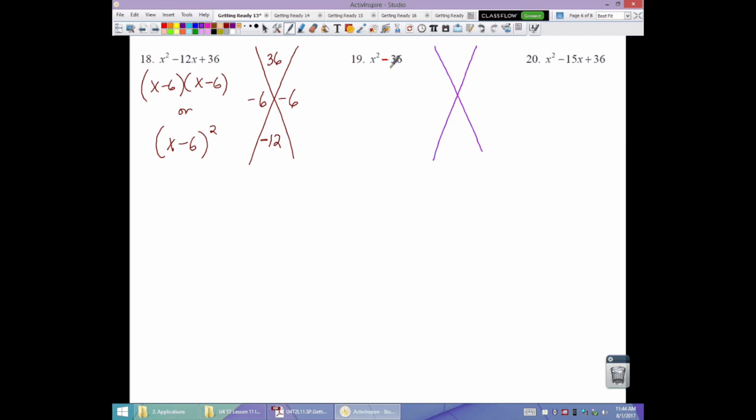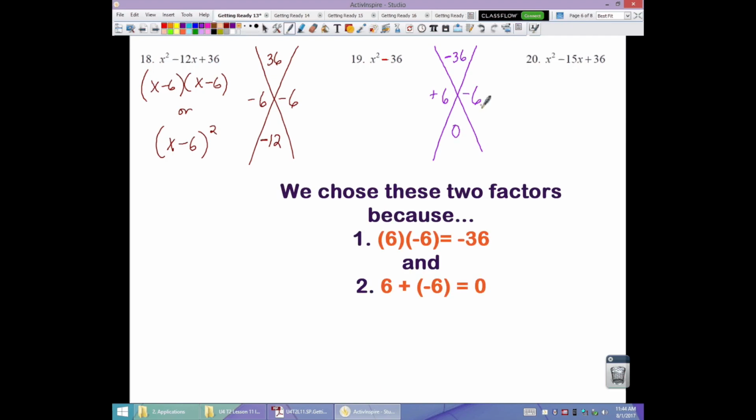You just have to recognize that the negative 36 is your C term. Since I don't have an x term in the middle, your B is 0. So we need two factors of 36, this time different signs to get the negative. So one positive and one negative, that are different by 0. In other words, the same number. So positive 6 and negative 6. x plus 6, x minus 6.